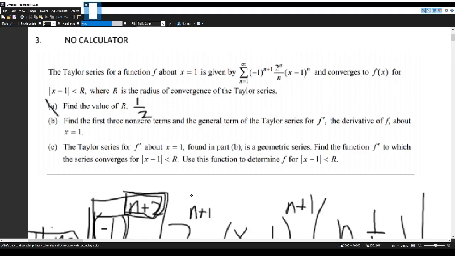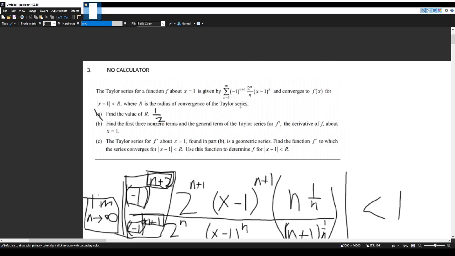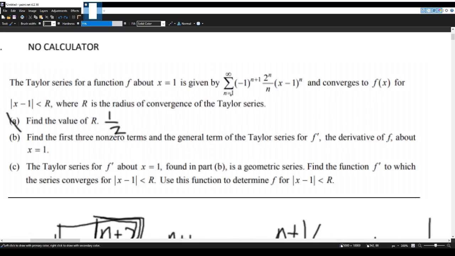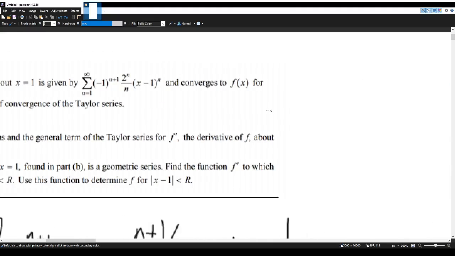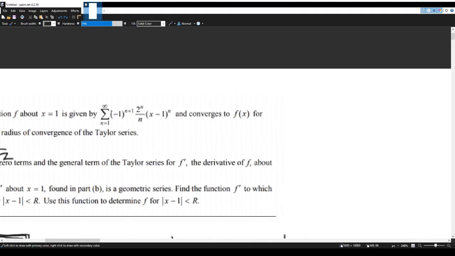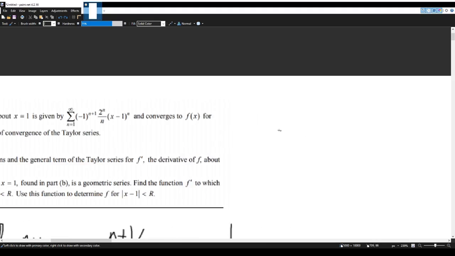All right. Find the first 3 non-zero terms and the general term of the Taylor series for f prime, the derivative of f, about x equals 0. So what I'm going to do is find the first 3 non-zero terms and, well, actually, I'm going to do the first 4 non-zero terms and the general term of just this. And then I can find the derivative of that from there manually. So I'm going to plug in 1, then plug in 2, then plug in 3, then plug in 4 for this. So if I plug in 1, this ends up being 1. 2 to the 1 divided by 1 is just 2. And then x minus 1 to the 1. So that would end up just being 2(x minus 1).